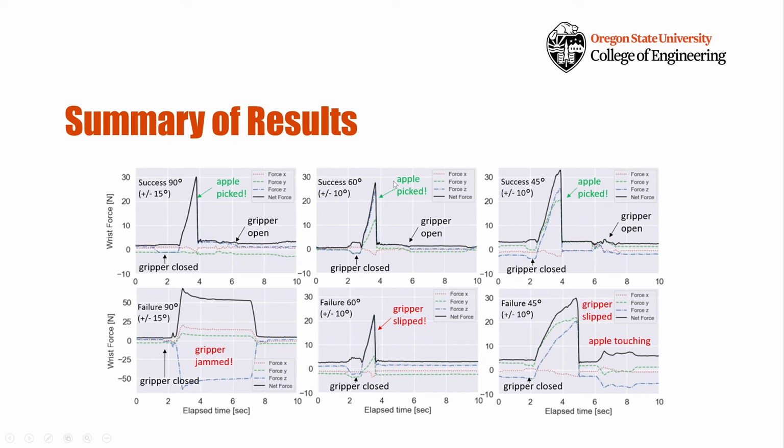As a summary of our results and our plots, we have the top row with the successful picks. You can see that most of them occurred at a net force with a value close to 30 Newtons, and all of them are very similar quantitatively and qualitatively, whereas the bottom row represents all the unsuccessful picks, where you see the 3 cases that we have discussed in the previous slides.